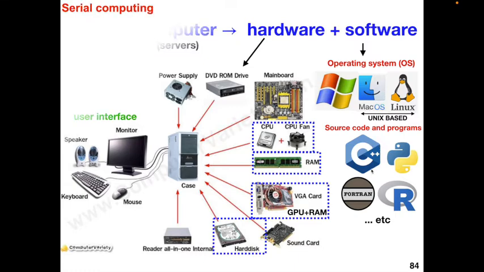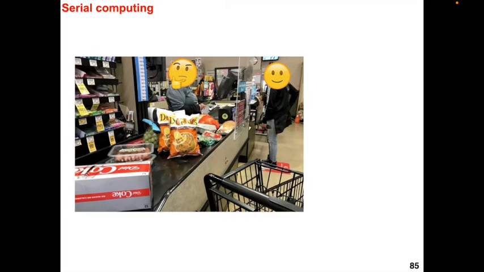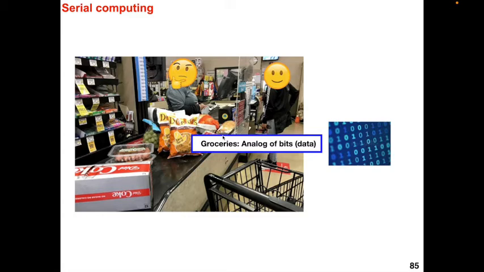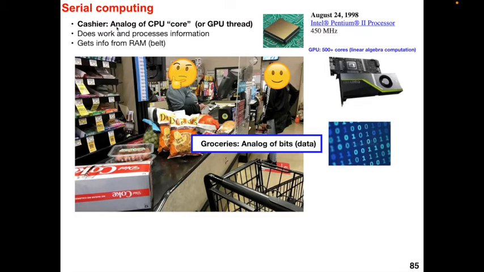Serial computing. This is just a fun analogy, but it's helpful to think about things this way. If you think of the groceries as analogs of data, so those are basically bits, zeros and ones stored in the computer in some way, you can think of the cashier as the CPU, the processing core. This is what does the work. It crunches numbers, does mathematical operations and Boolean operations. This is the brain of the computer.